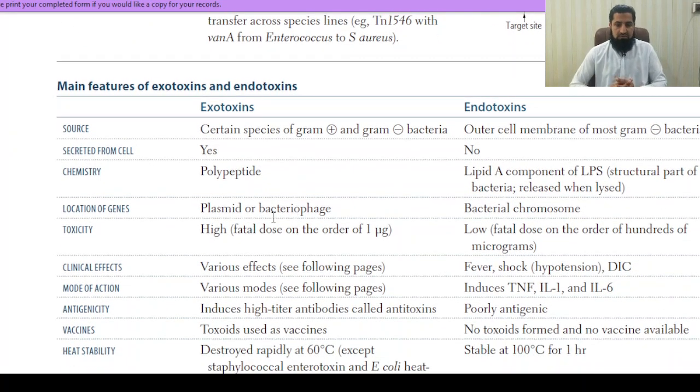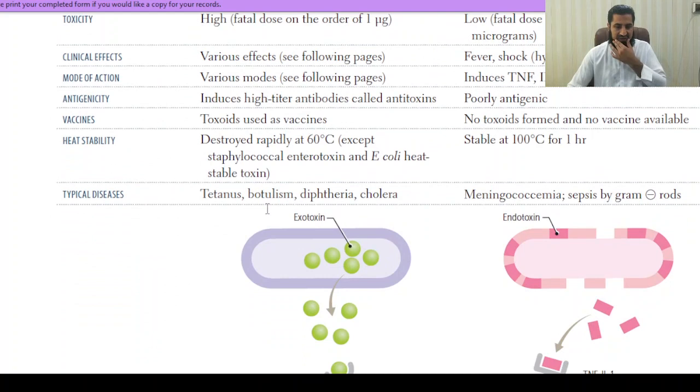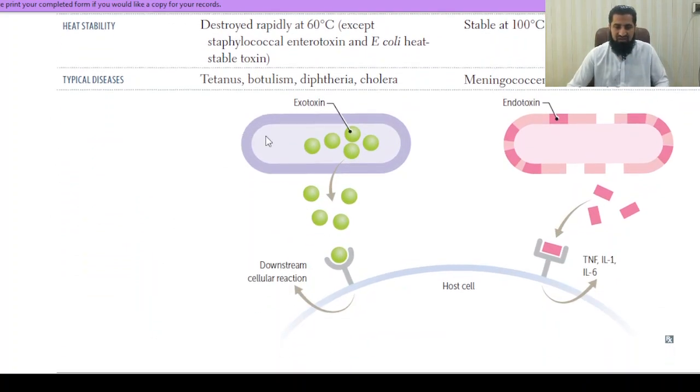Come on, let's talk about some exotoxin and endotoxin. First, let's see the diagram. This is the bacteria, this is the bacteria, this is your host cells. Exotoxins are within the cells, and when they are released, they activate the host cells and downstream cellular reactions occur, while endotoxins are located within the membranes. They can be released by the cell itself or can also be released during cell lysis.